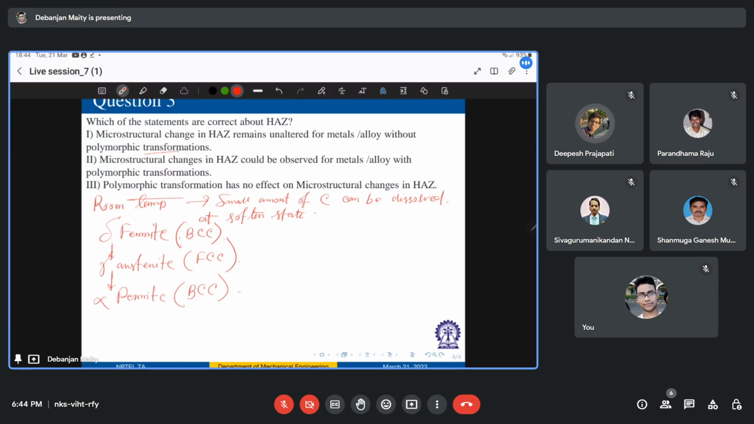Yes. Here it says, which of the statements is correct regarding the heat affected zone. Microstructural change in the heat affected zone remains unaltered for metals or alloys without polymorphic transformation; with polymorphic transformation; and, or it says polymorphic transformation has no effect. This is not true, of course. This is also not true. Statement 2 is correct. Am I right? Yes, sir.